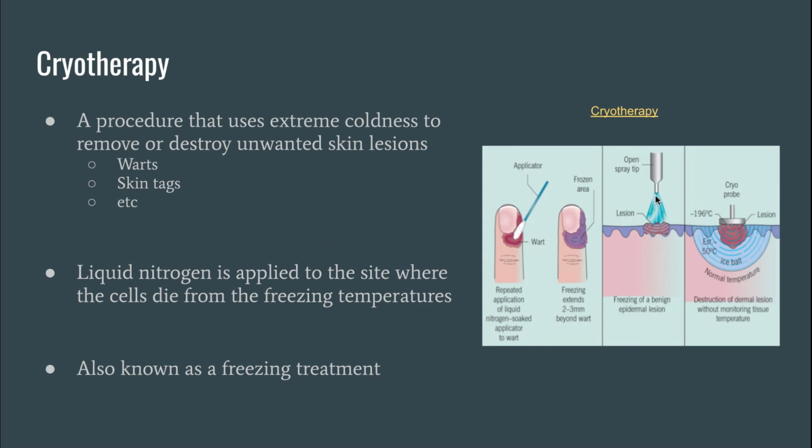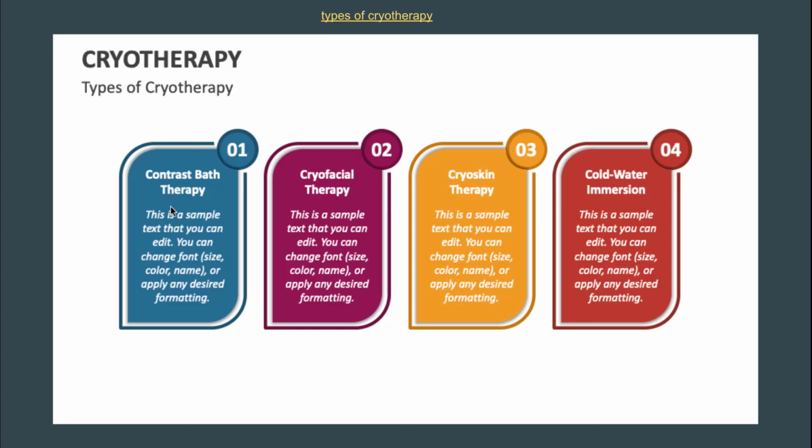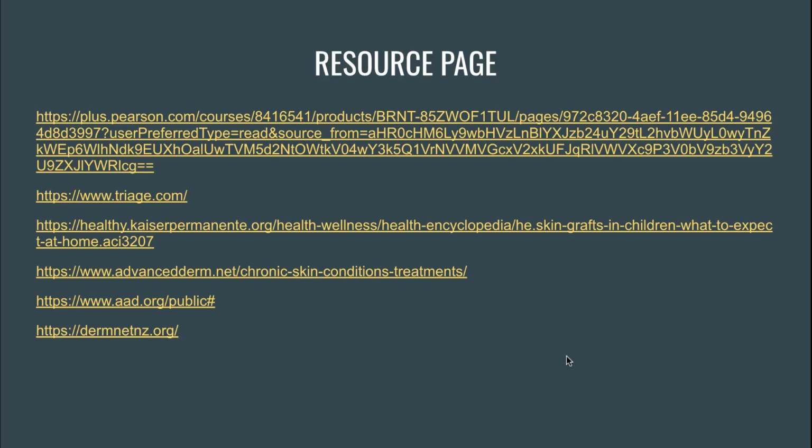So here you have the image of the liquid nitrogen being sprayed onto the lesion. And then you have here how it kind of kills and destroys the abnormal cells. Here you also have some different types of cryotherapy: cryofacial therapy, cryoskin therapy, cold water immersion. And then here's also a resource page for some of the information.